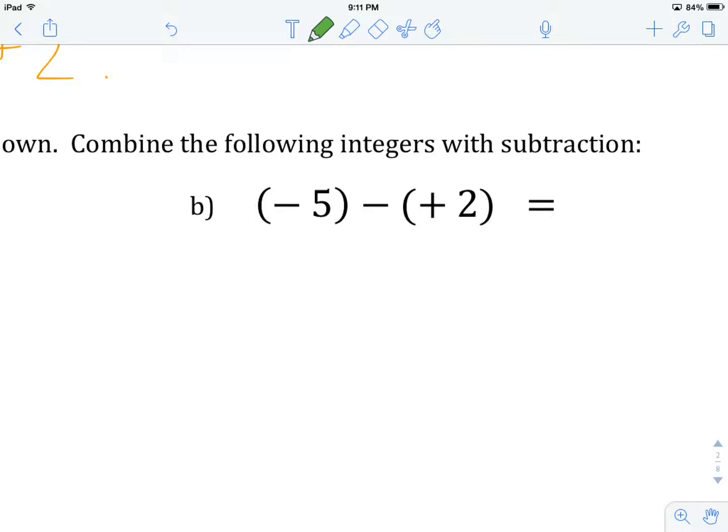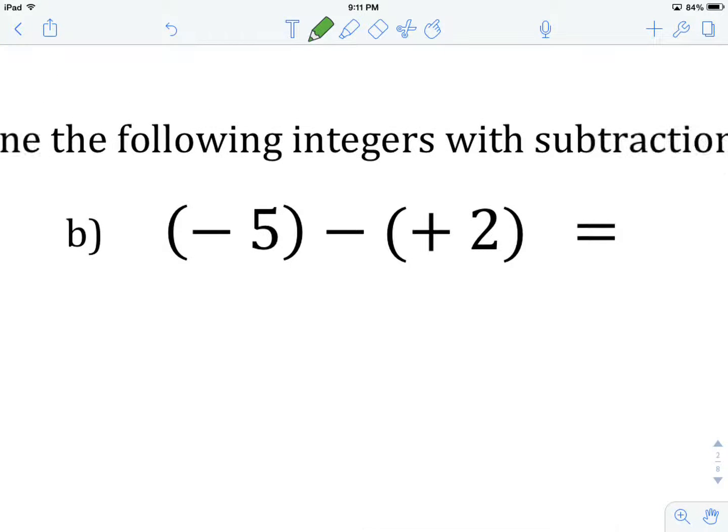Alright, let's have a look here. We have -5 minus +2. Again, our clue is that we've got this subtraction here happening. We want to change that to addition. So I'm going to do that now. But if I'm going to change that to addition, I have to change the sign after it. So that one's going to change from a +2 to a -2.